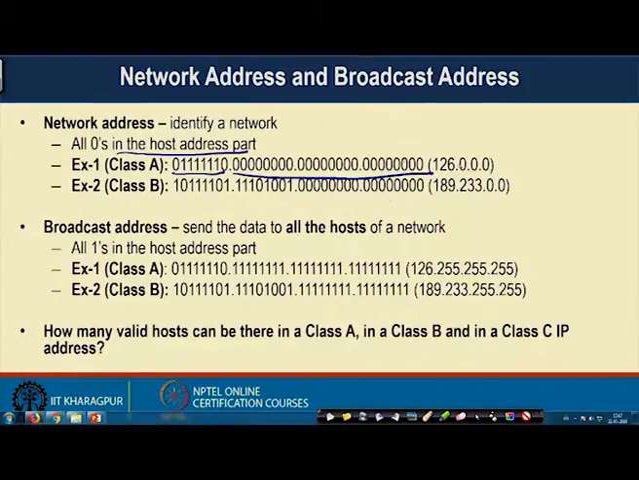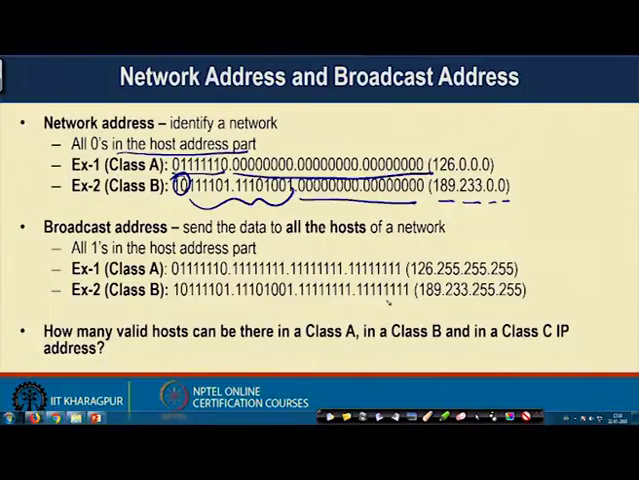So, this entire thing in dotted decimal format, 126.0.0.0, uniquely identifies a class A network. Similarly, for a class B network, all the 16 bits of the host address part are equal to 0, the initial 2 bits are 1 0, and the remaining part is your network address part. In dotted decimal format, it is 189.233.0.0, which denotes a class B network address.